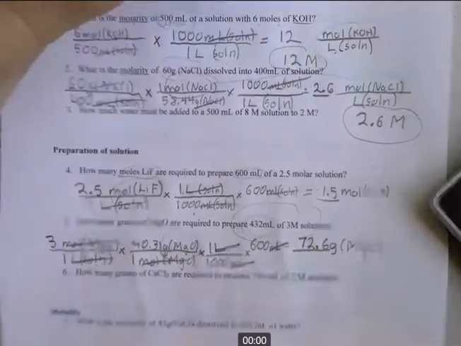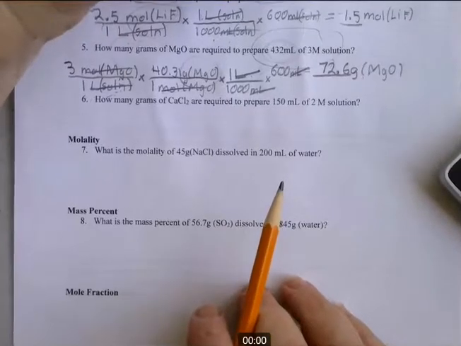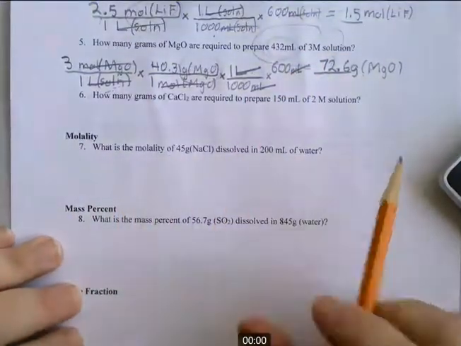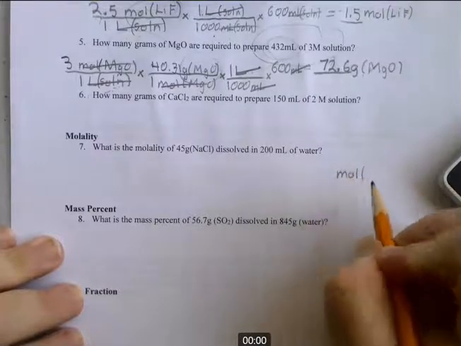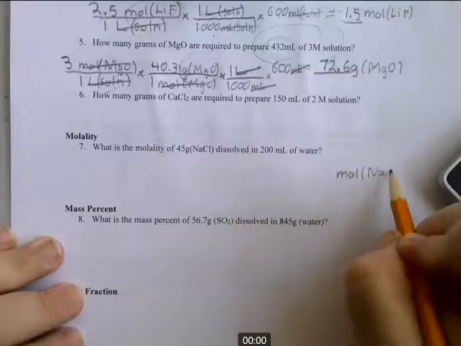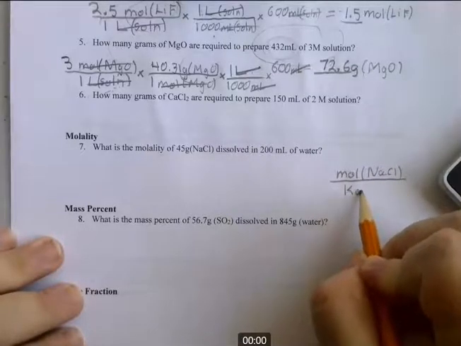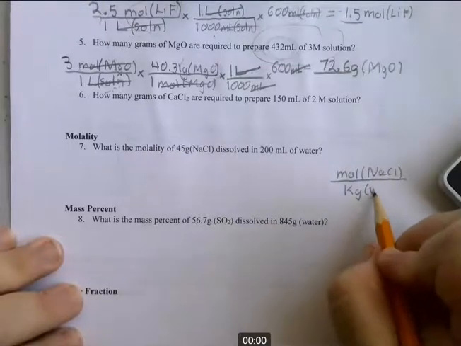Okay? Okay, let's go down to molality. They're probably not going to ask anything about this, but let's just be sure we know how to do it. So molality, you got to define it. It says, what is the molality? So right away, let's write down what that is. It's moles of solute, which in this case is NaCl, per kilograms of the solvent. And in this case, it's water.